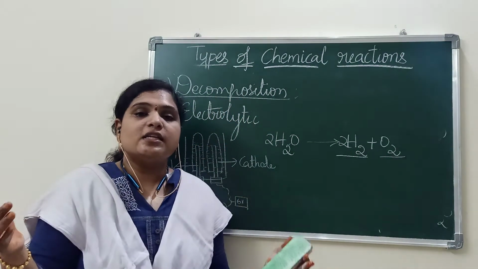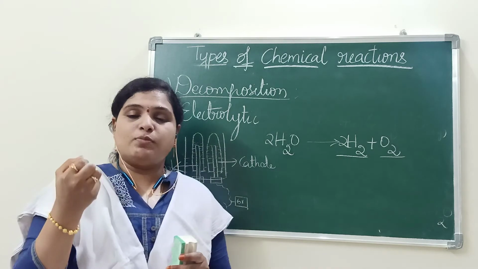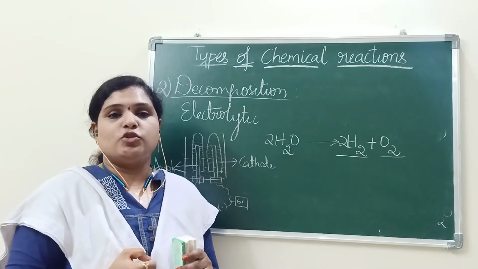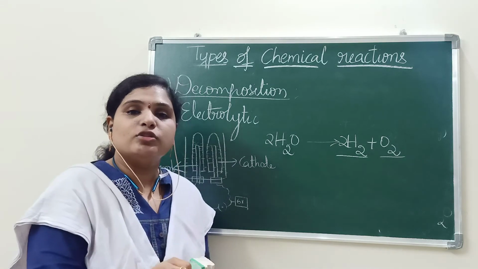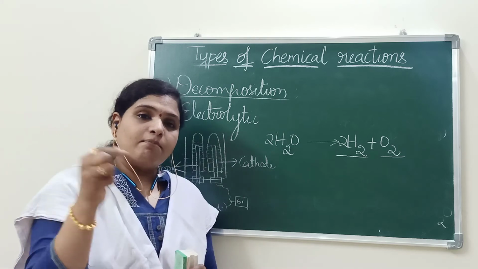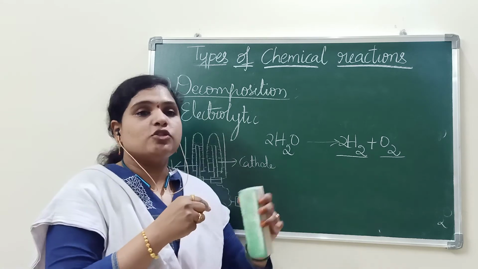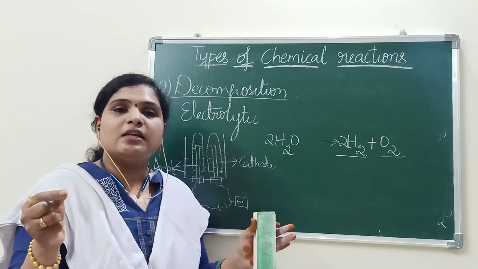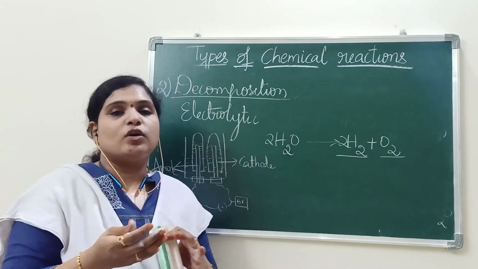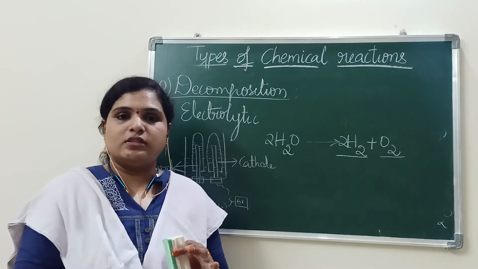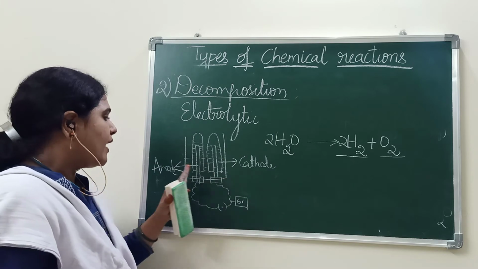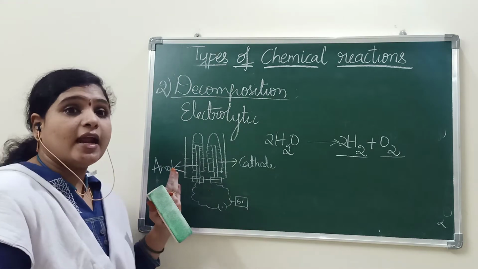And how can we test? With the help of a burning splinter. If we place a burning splinter at the mouth of the test tube, if it is hydrogen, it will burn with a pop sound. The hydrogen gas will burn with a pop sound. If it is oxygen, the splinter will burn brightly. By that difference, we can differentiate what is hydrogen and what is oxygen. And hydrogen will be liberated at the cathode and oxygen will be liberated at the anode.